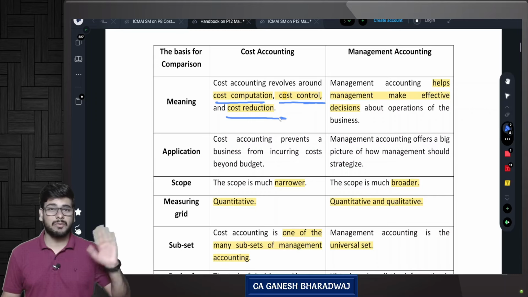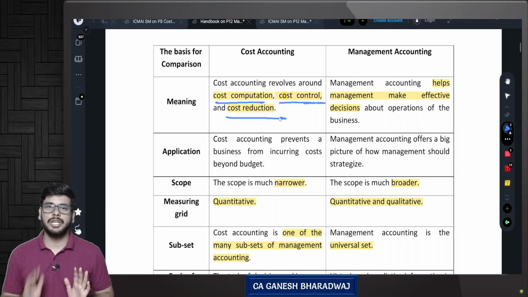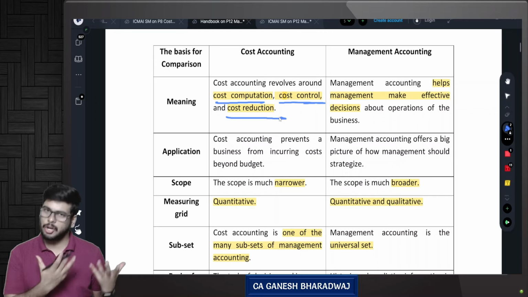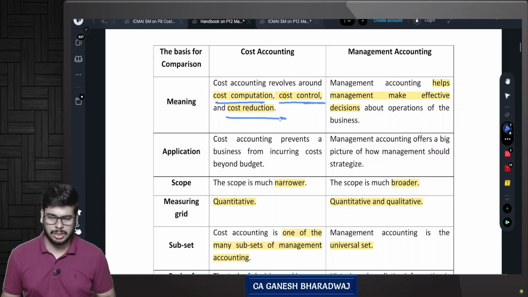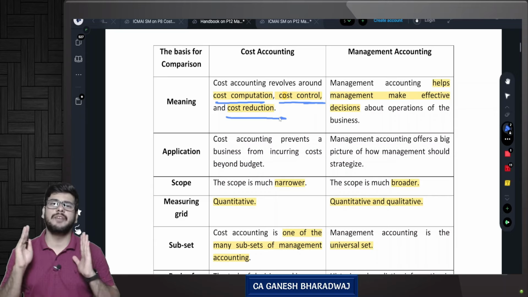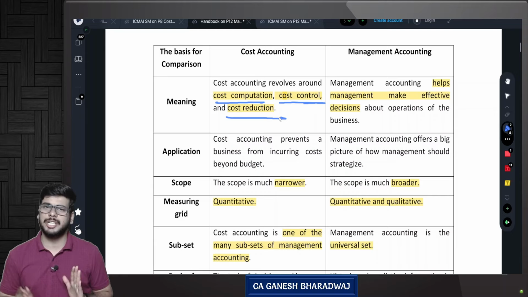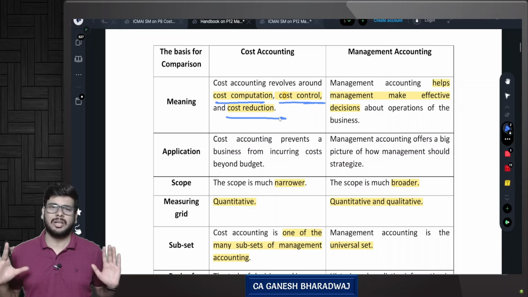Basically, cost accounting revolves around stock valuation and profit computation. That is the basic objective. You will be seeing it there in cost accounting. So you need to value every unit of your stock. That is your objective, and arrive at the profit. That's all it is.